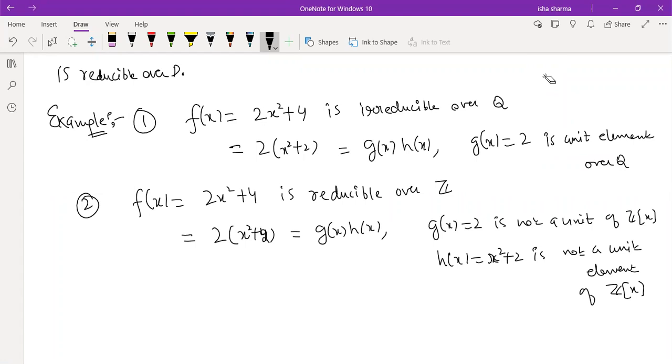Similarly I can give you more examples. Say f(x) is equal to x square minus 3. Is it also irreducible over reals? Yes, this polynomial is irreducible over reals, but not over complex. Because over complex we can make the factors x minus 2i into x plus 2i. We'll come to that result.